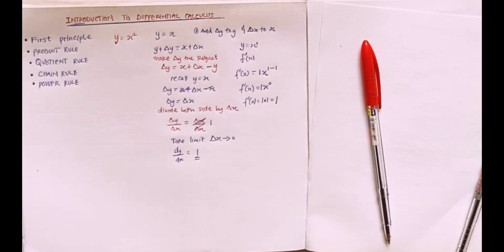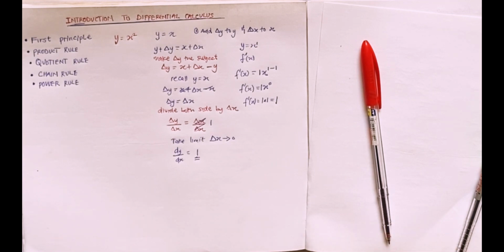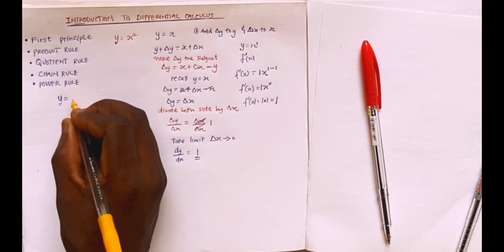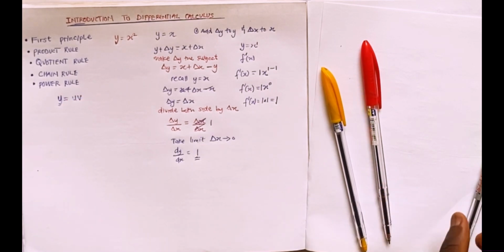Now let's look at product rule. Product rule is applicable whenever you have the product of two functions. Let's say you have two independent variables. As far as product rule is concerned, y equals, let me just use u and v. In this case, y depends on uv. You understand it now?